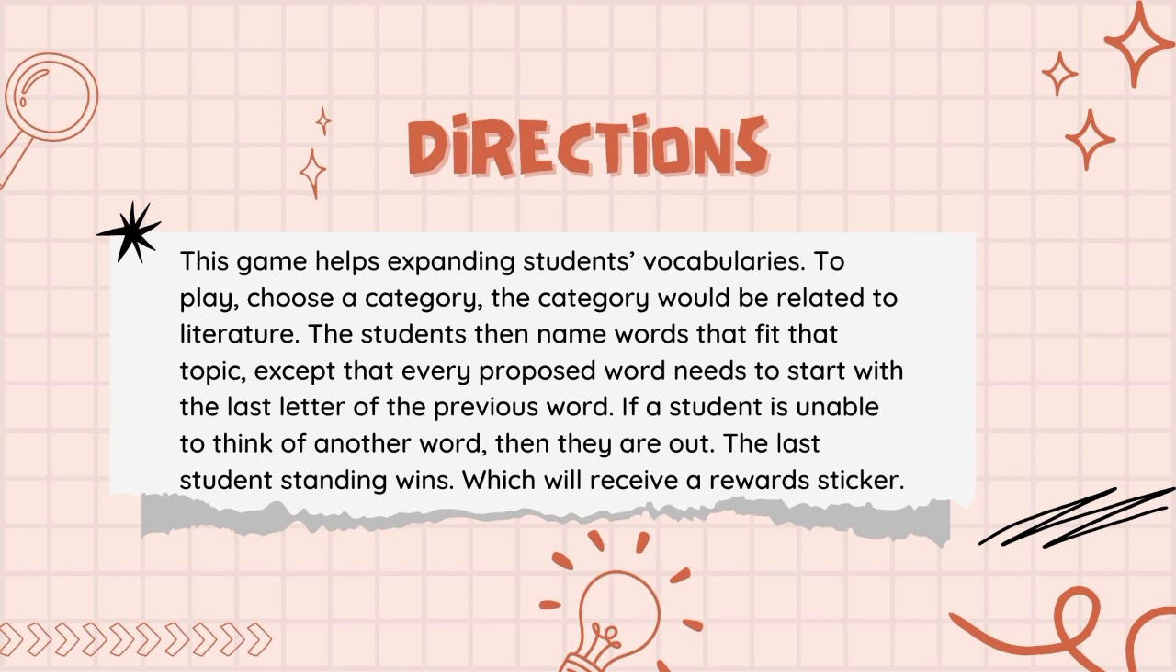The last student standing wins, and will receive a reward sticker. First, you're going to pick a word that is related to literature. For example, figurative language. So the last letter for figurative language is letter E. You're going to think of another word that is related to literature that begins with the letter E. You have to do that just to widen your vocabularies and also stay related to our lesson.